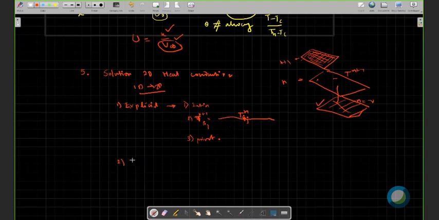In the second category, we had an implicit method. Now, in this implicit method, what was the difference? You have to solve all the equations simultaneously. For interior points, you will get simultaneous equations, along with boundary points.